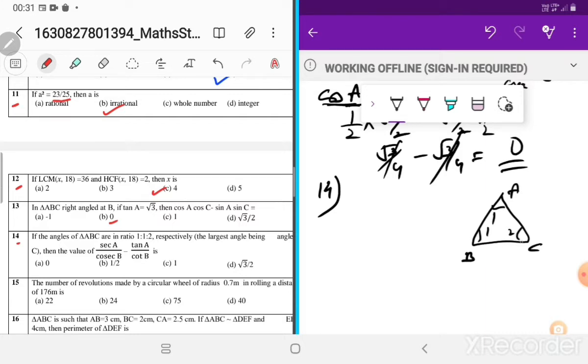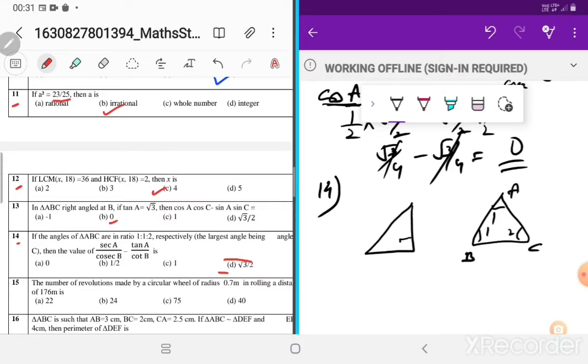Now see what happened. Now I am reading the next part. There I will get the largest angle, the biggest angle will be C, that will be a 90 degree. Biggest means what? 90 degree. So here I have to take, if the angles of ABC are in ratio 1:1:2 respectively, the largest angle being angle C. So I have to make a diagram like this.